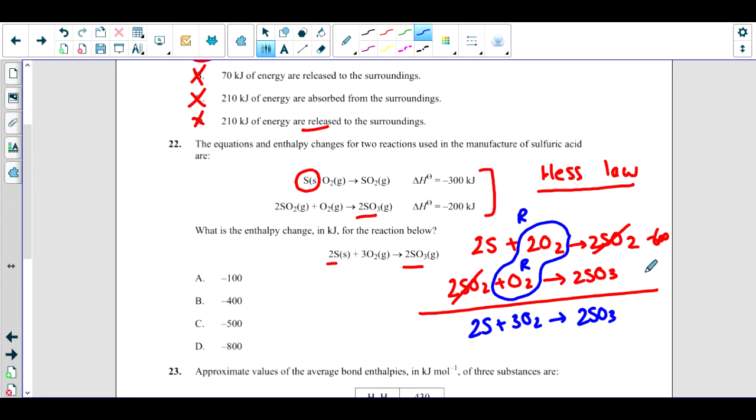2SO3. We didn't do anything. It was negative 200, so the same energy comes. So what's the correct answer? Minus 800. 600 plus 200 will make it 800.